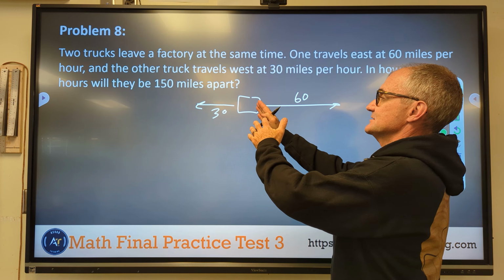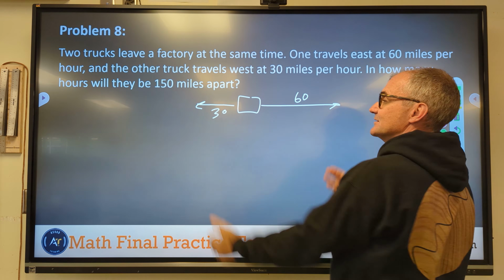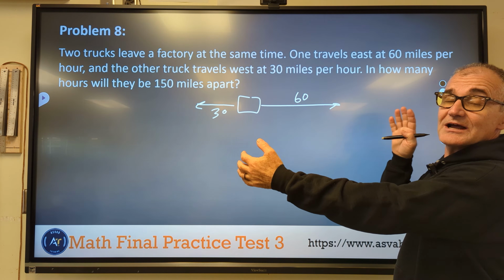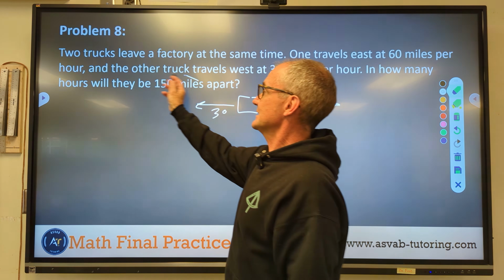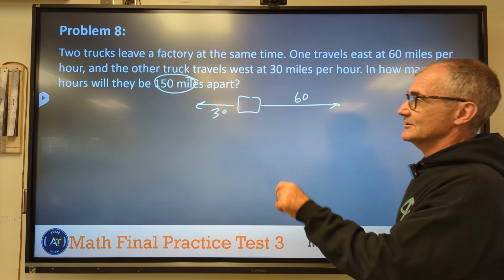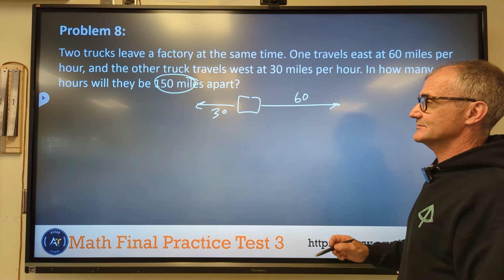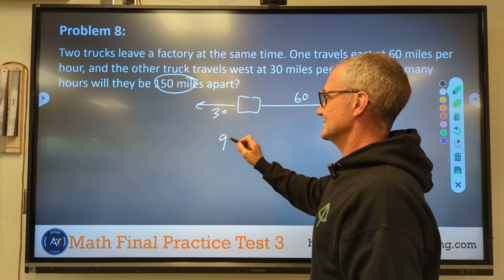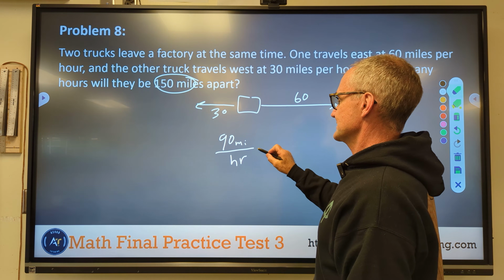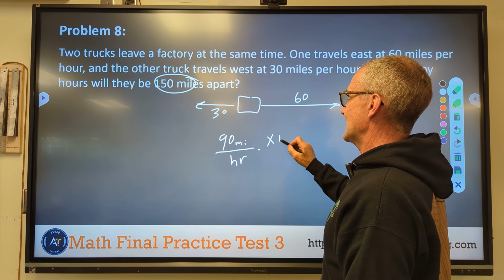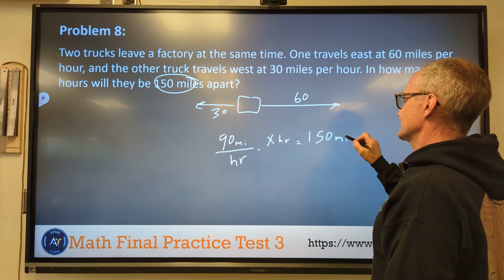If this one starts, an hour later it'll be 60 miles. An hour later, this one will be 30 miles. So in an hour, they're traveling 90 miles per hour away from each other. How far will they be, or when will they be 150 miles apart? So we're looking for a number of hours that they're going to be 150 miles apart. So if they are traveling 90 miles per hour times how many hours will they be 150 miles apart?